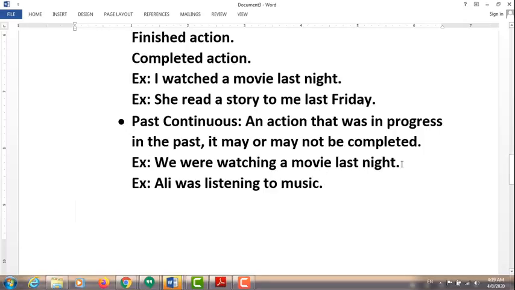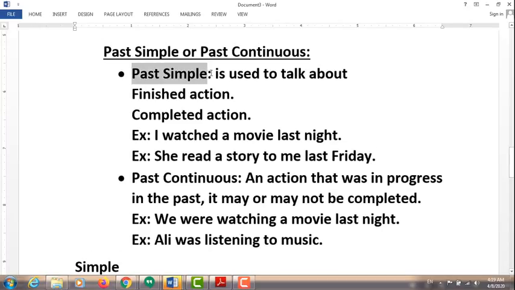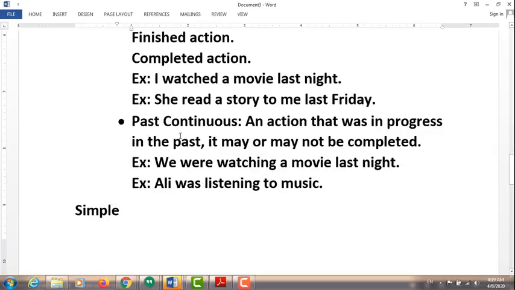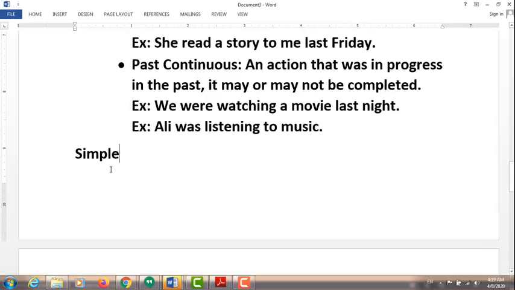Now let's talk about one more thing. I hope you understood this, okay? When the action is completed, you use simple past. When you don't know if this action was completed or not, you use what? You use past continuous. Okay, see these examples. It will be clear. So now next thing.